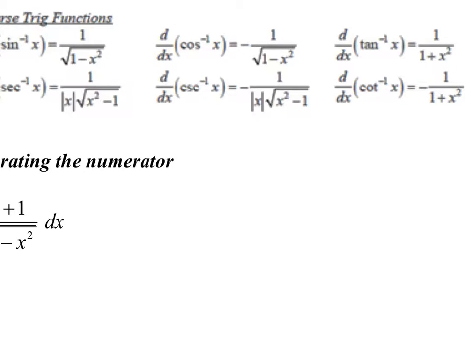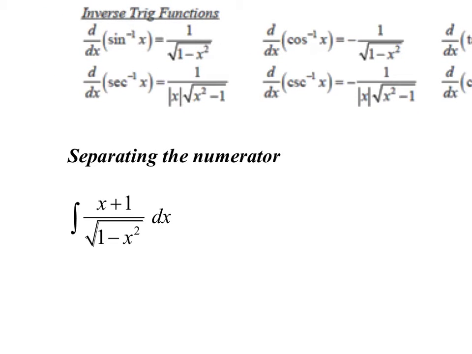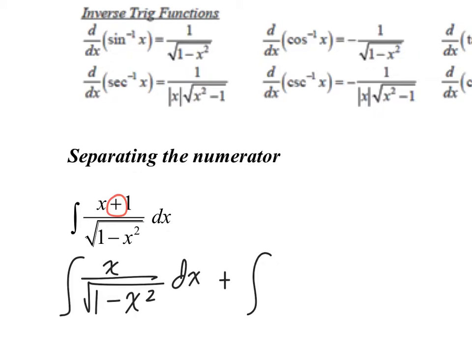One strategy is that you can separate the numerator. All right, that only happens if you have a sum or difference within the numerator. Right? So in the last example, we created the sum and the difference. Right? Sometimes it's just flat out given to you. If that's the case, you could just kind of jump right to it. So in this case, we're looking at x over the square root of 1 minus x squared dx plus 1 over the square root of 1 minus x squared dx. You can contain it all in one integral if you want.